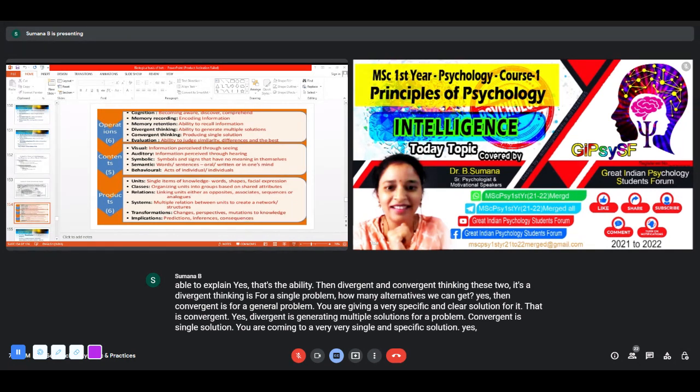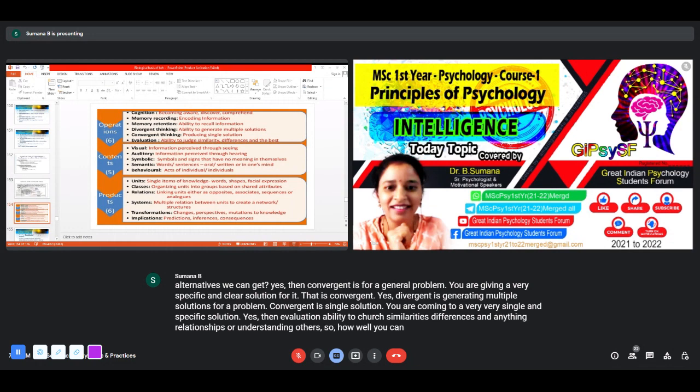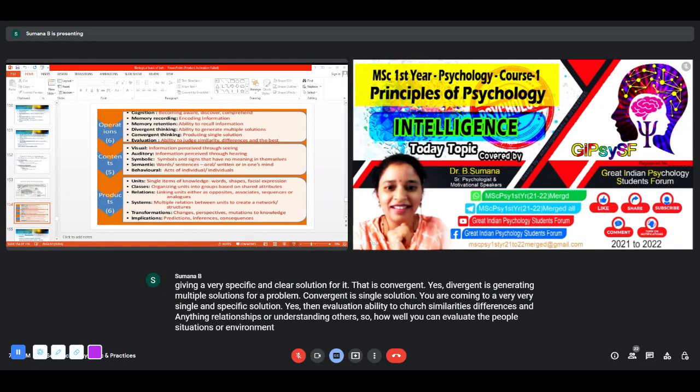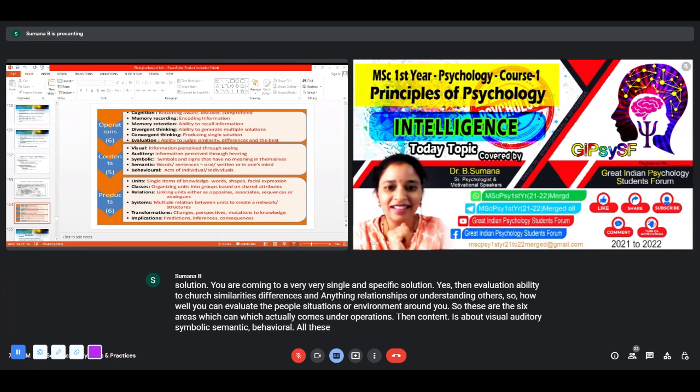Then evaluation: the ability to judge similarities, differences, relationships, or understanding others. So how well you can evaluate the people, situations or environment around you. These are the 6 areas which come under operations. Then content is about visual, auditory, symbolic, semantic, behavioral. All these are the various resources through which you can receive or collect information.